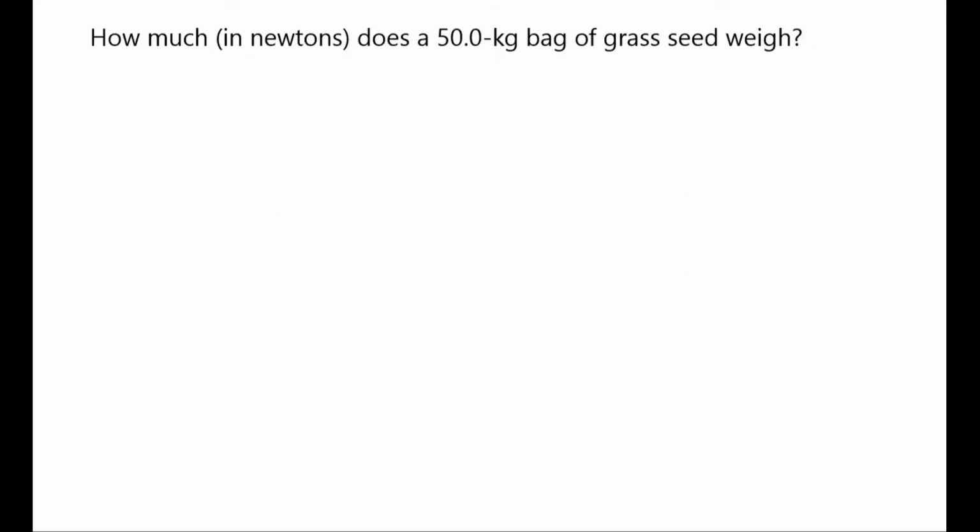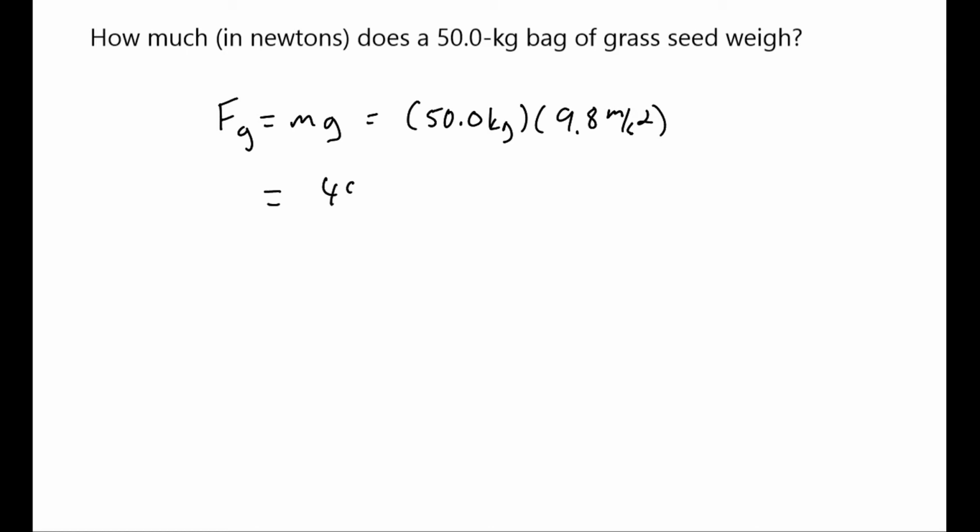This one should be pretty straightforward. How much in newtons does a 50 kilogram bag of grass seed weigh? So we're going to say force of gravity just equals mg. When we say weight, we're usually talking about the force of gravity. It's going to be 50.0 kilograms times 9.8 meters per second squared. And what do we get when we multiply those together? You guys can probably do this without your calculators. 490 newtons. Almost 500, that is correct.